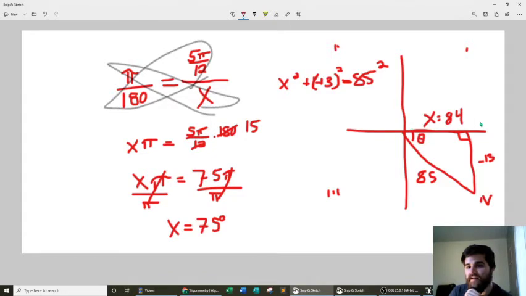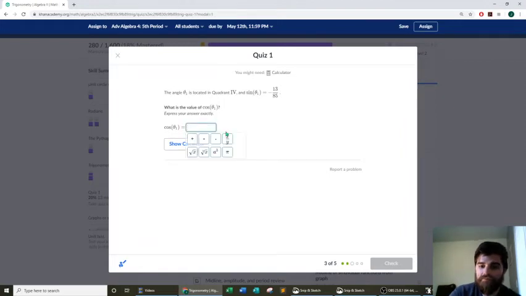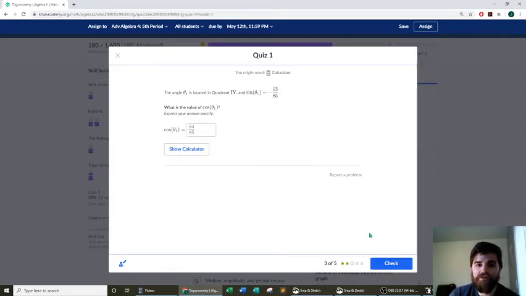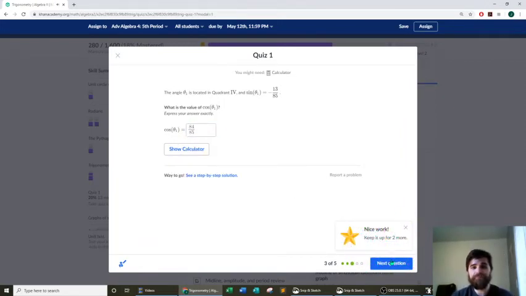Okay, well, if this side is 84, the question was, what is cosine of that angle? So remember, cosine is the adjacent side over the hypotenuse. So remember, SOHCAHTOA tells us this will be 84/85. So let's check that. Great.